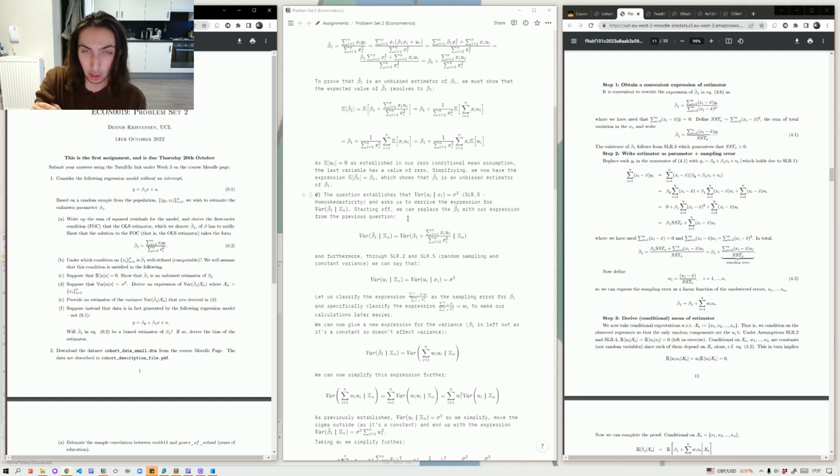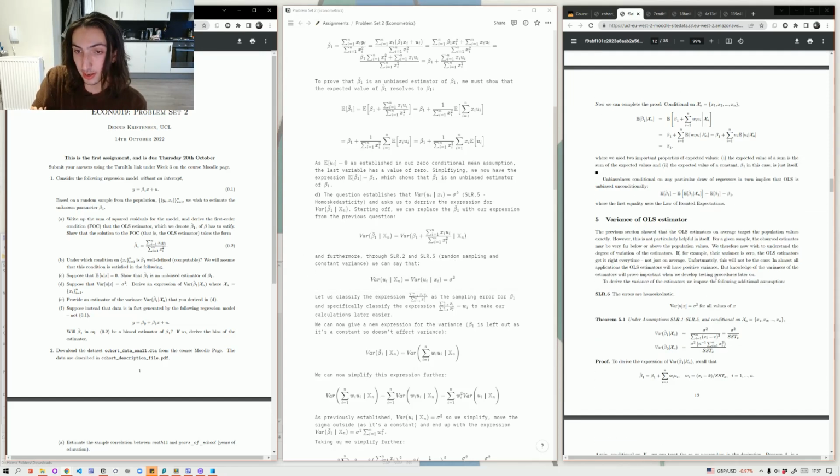Homoscedasticity is the homoscedasticity assumption, and it basically asks to derive an expression. So we can replace the estimator with our actual value plus sampling error, and this is also in part 5 as well. These lecture notes are really helpful.